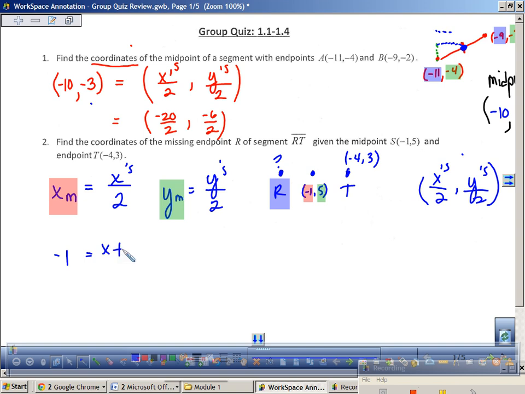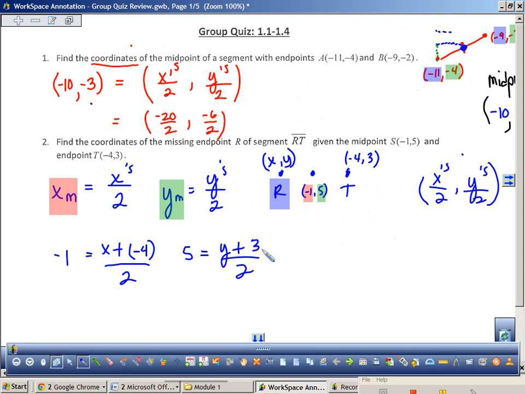So that would be x plus, what's my other endpoint I know? That one right there. This one is (x, y), I don't know what it is. So I have an x and I have a -4, and I'm going to divide that by 2. And to find the y, I know my midpoint of y is 5, and I know y plus 3 divided by 2.